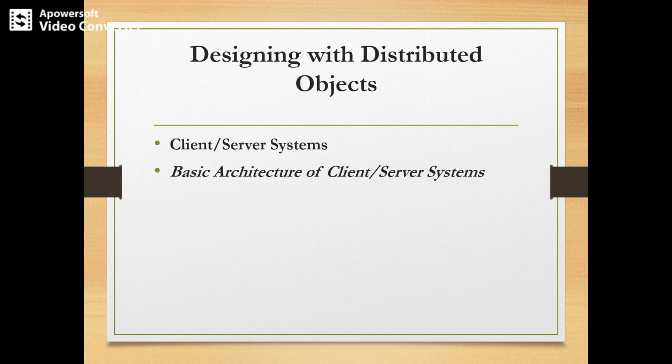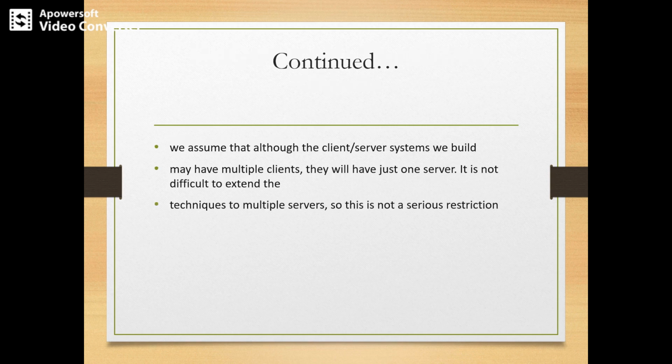To keep track of the matter here, we assume that we need to build a client server system, with multiple clients and just one server. It is not difficult to extend the technique to multiple servers, so this is not a serious restriction. We will see it in the next diagrammatical representation. So what will the client server architecture be? We have just assumed multiple clients and just one server, not difficult to extend to multiple servers, so that is not a serious restriction.